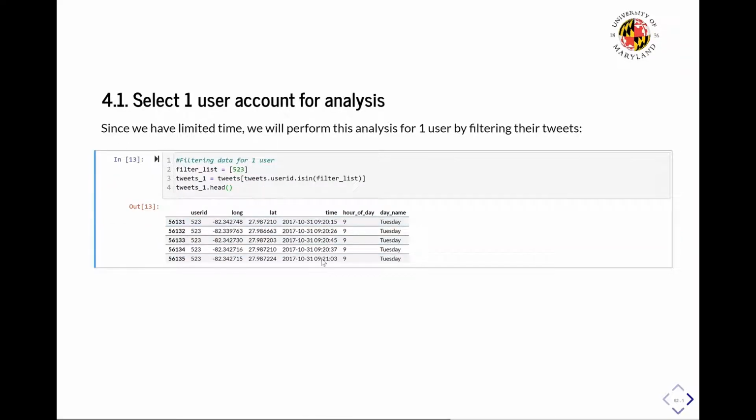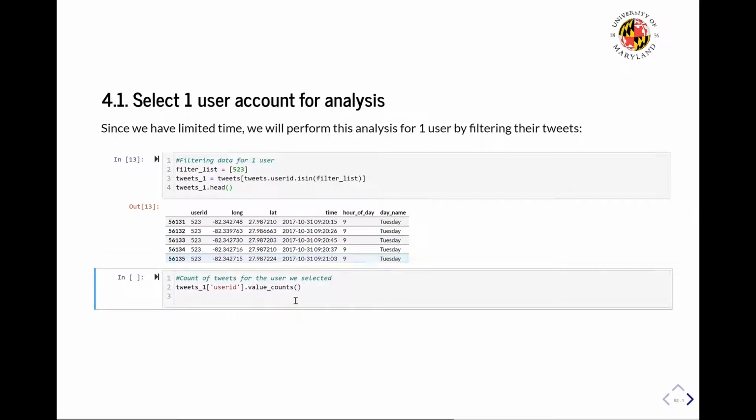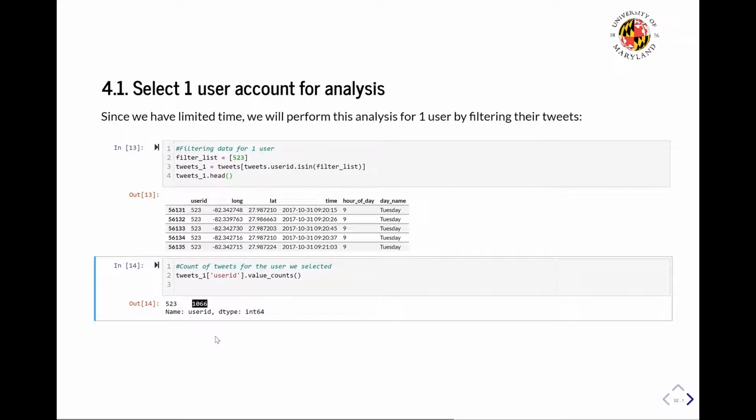This is how the dataset looks after it has been filtered for that one user. It just has the tweets of the user ID 523. Let's see how many tweets this user ID has. This user has 1066 tweets in the past 40 days.